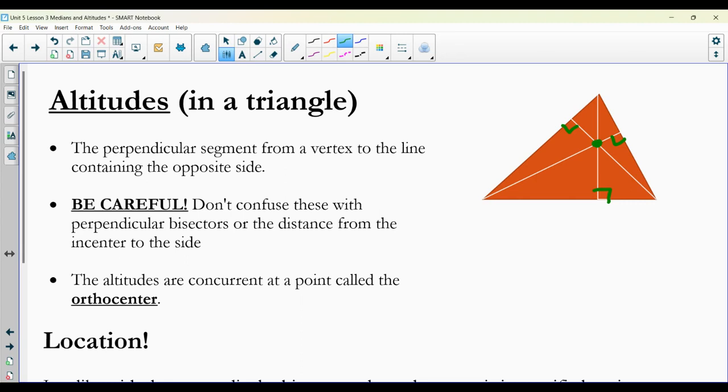Perpendicular bisectors do two things. They're perpendicular and they bisect. Altitudes only do one thing. They are perpendicular. So if you do not see the tick marks that tell you that the sides get bisected, then it is an altitude. It is not a perpendicular bisector. So be careful about confusing those two things.